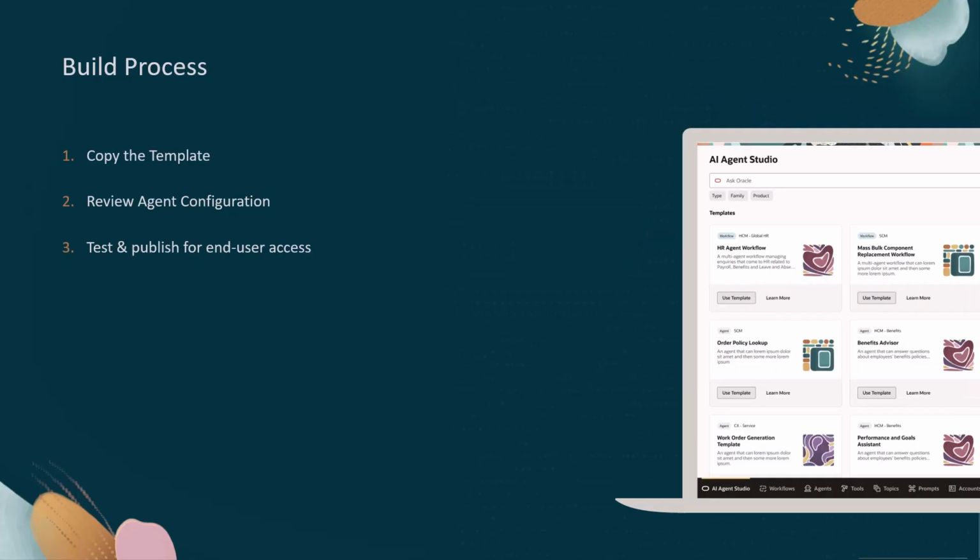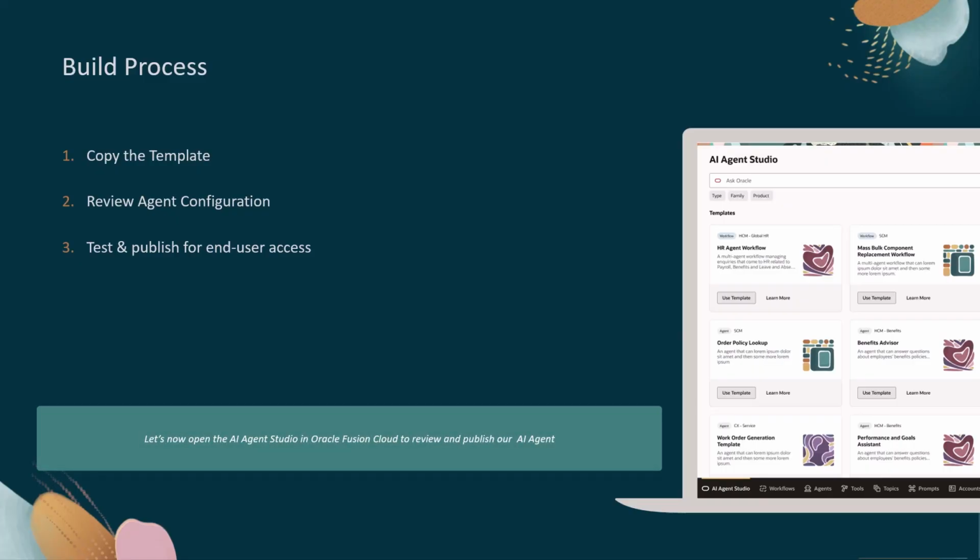The setup begins by copying the pre-built template to create a customized agent in AI Agent Studio. You then review the agent configuration, including its name, product, and prompt to ensure it aligns with inventory management needs. Finally, you test and publish the agent so inventory managers can access it directly, enabling real-time analysis of stockouts and replenishment options. To begin, let's go to the AI Agent Studio, which is where developers and administrators create and manage these AI agents.